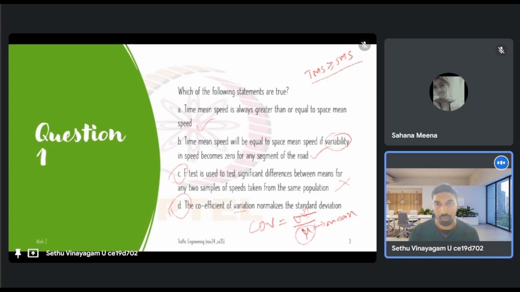So if you have population, you take the values from the population. If you have sample, you take the corresponding sample values. So we use sigma and mu for the population values, and S and x bar to represent the standard deviation and the mean calculated from the samples, right? So in either case, it is the standard deviation by the mean. So we are looking at normalized values of standard deviation with respect to the mean.